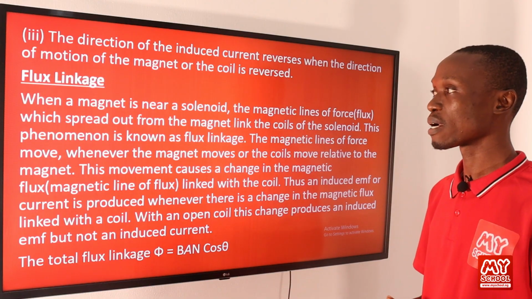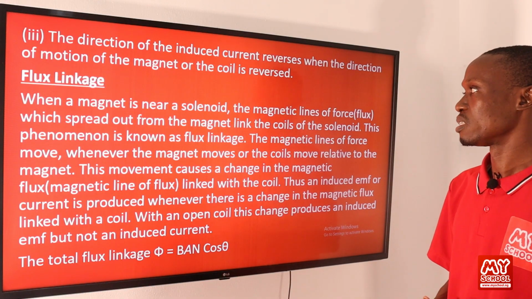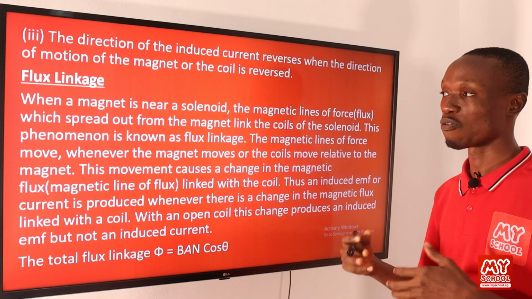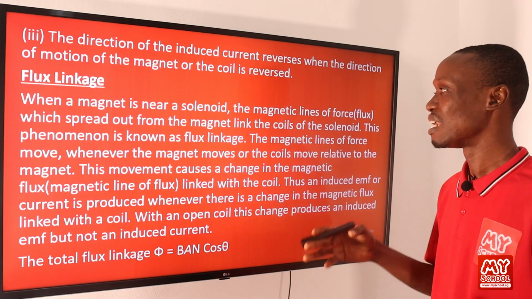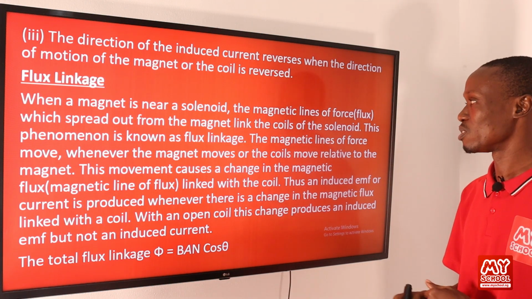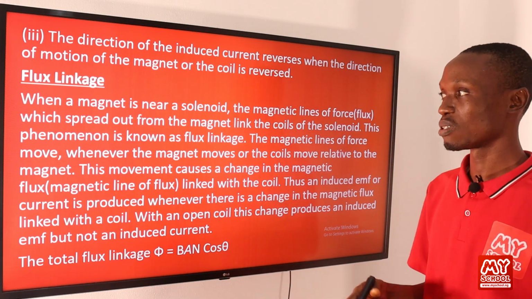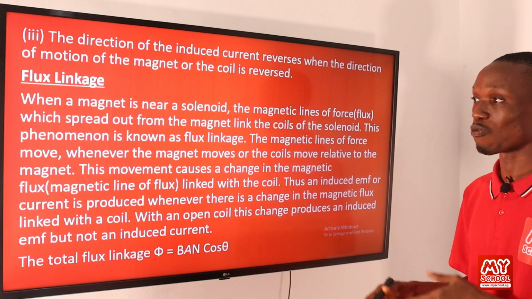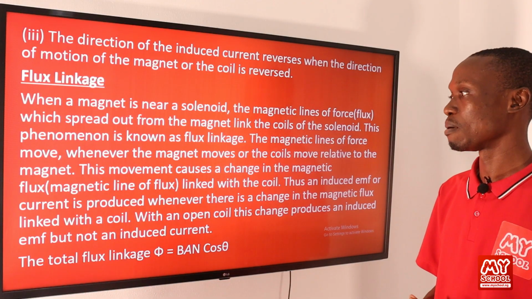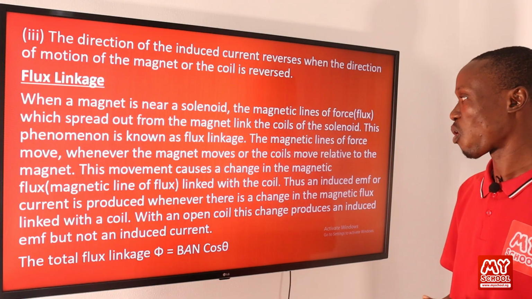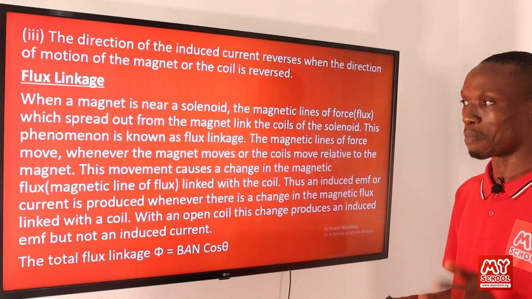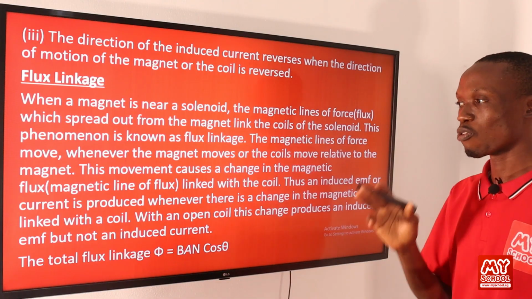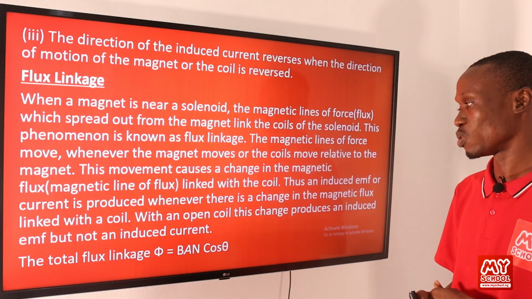When a magnet is brought near a solenoid, the magnetic lines of force, which are referred to as flux, spread out from the magnet and link the coils of the solenoid. This phenomenon is known as flux linkage. The magnetic lines of force move whenever the magnet moves or the coils move relative to the magnet. This movement causes a change in the magnetic flux linked with the coil.